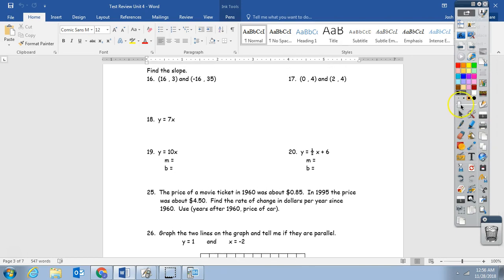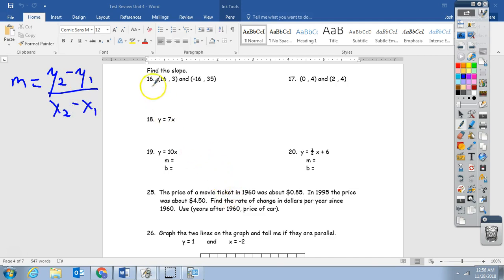We got to finding the slope. There is a formula that I gave you for finding the slope. The slope formula is y2 minus y1 over x2 minus x1. So you take your points, you do 35 minus 3 over negative 16 minus 16. Y2 minus y1 over x2 minus x1. As these are points, slope is a fraction, rise over run.